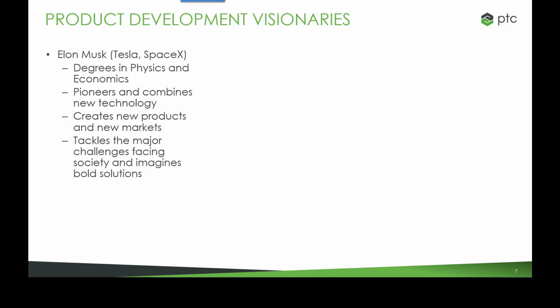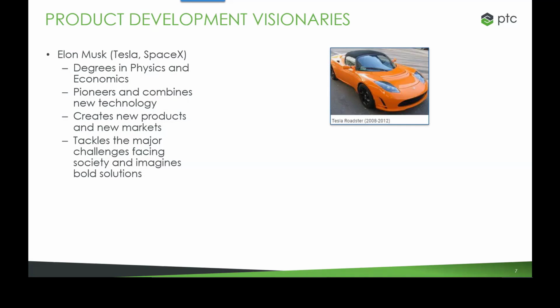Elon Musk, first of all. He was trained in physics and economics, which is an interesting mix of education, covering a wide spectrum. And what we've seen from his career over the last however many years is that he pioneers new technology. That's a common trait. He combines those new technologies, and really, he creates new products and new markets. One of his reasons for operating is to tackle the major challenges facing society, which is a pretty bold thing really to do. And he comes forward with bold solutions. So let's take a look at what he did.